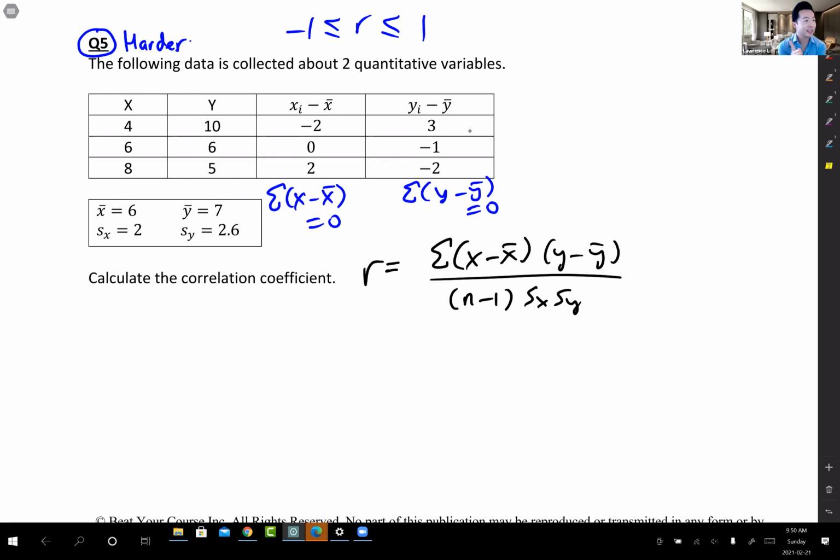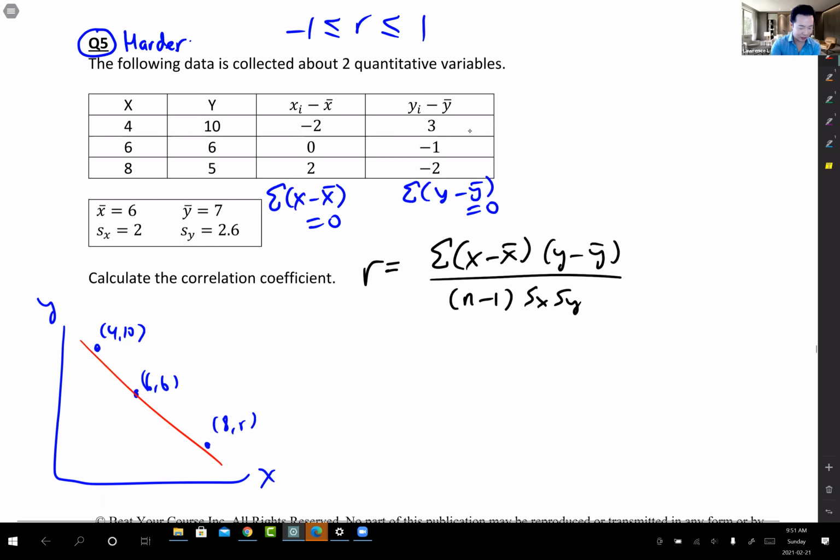Okay, one more minute. I want you guys to try this, please. It's also a good habit to eyeball X and Y. Is this a positive correlation or a negative correlation? You don't have to draw a scatter plot, but looking at the coordinates 4,10, 6,6, 8,5, I can already tell it's a negative correlation. So R should be negative.